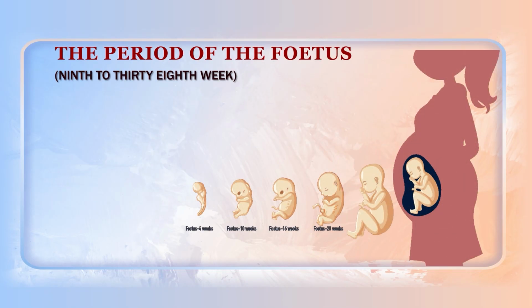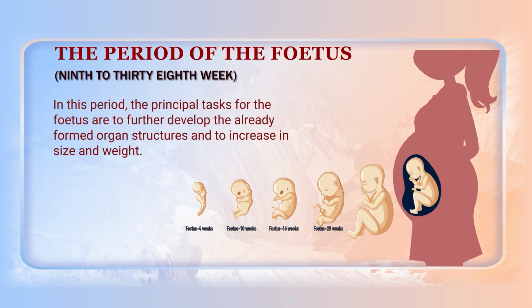What happens from the 9th to the 38th week? This is known as the period of the fetus. Now, what is the period of the fetus all about? In this period, the principal tasks for the fetus are to develop the already formed organ structures and to increase in size and weight. So the 9th to the 38th week goes into developing the already formed organ structures and increasing the size and weight of that little human being that is created.